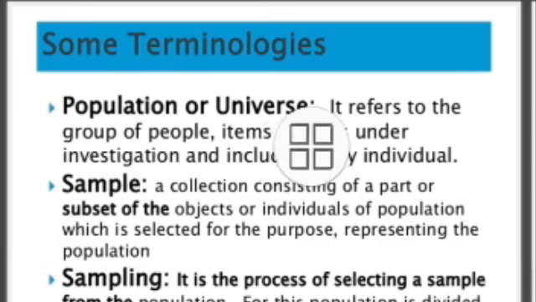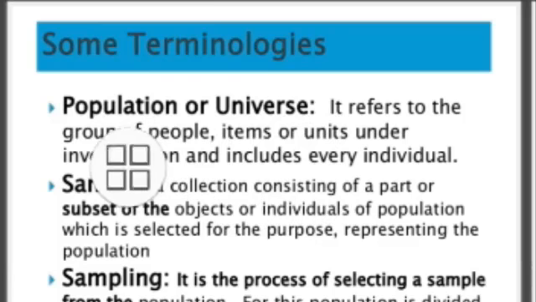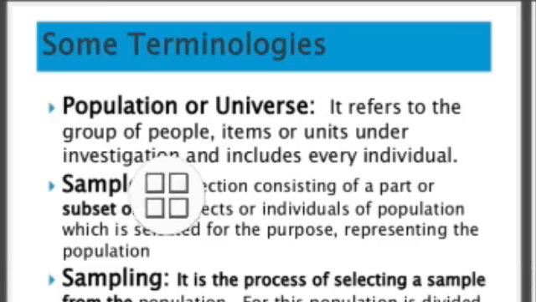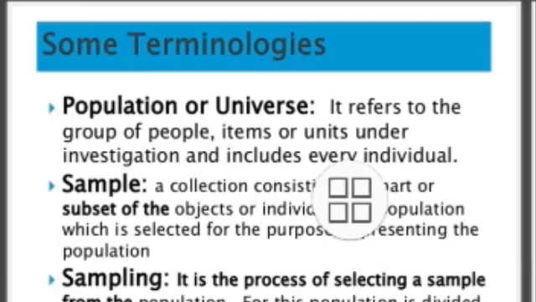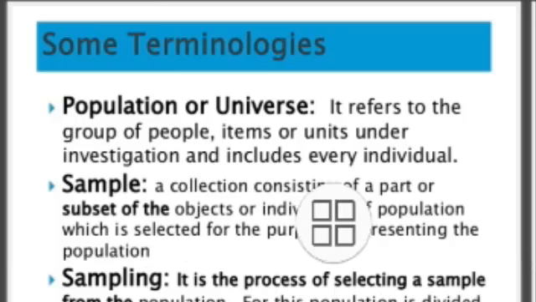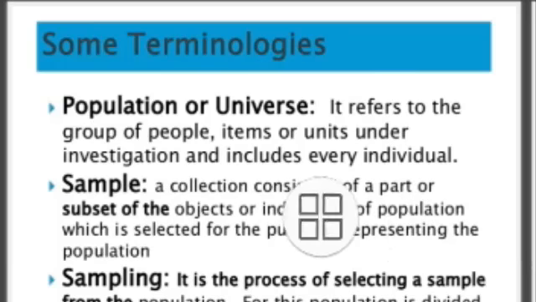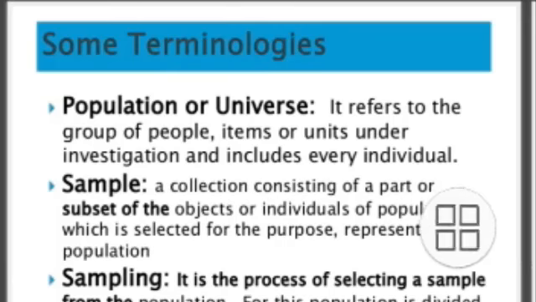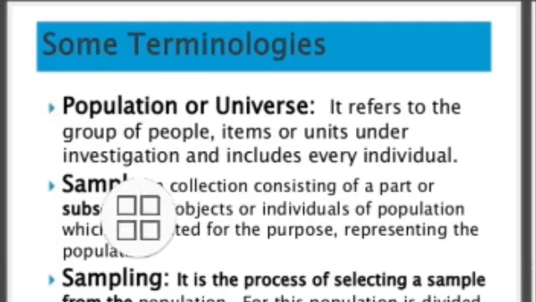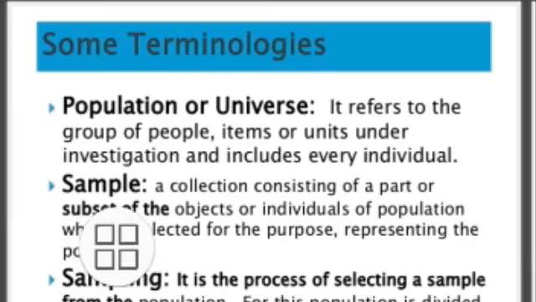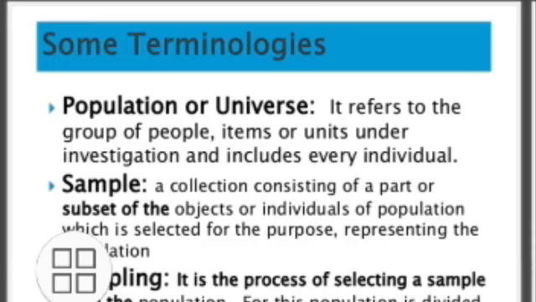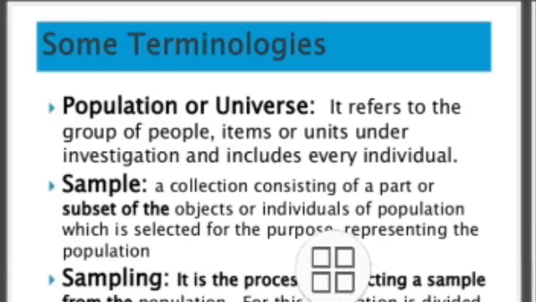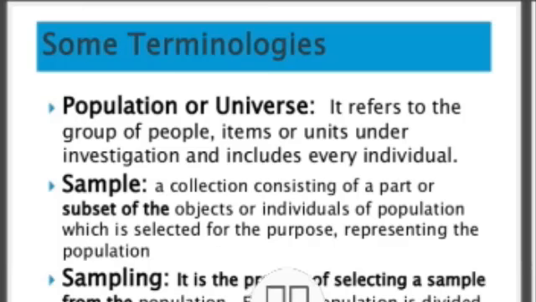So here are some terminologies that relate to sampling. First of all, we use population. It refers to the group of people, items or units under investigation and includes every individual. So basically population is the whole market from which we are going to conduct the research and collect the sample. And sample is a collection consisting of a part or subset of the objects or individuals of the population which is selected for the purpose of representing the population.